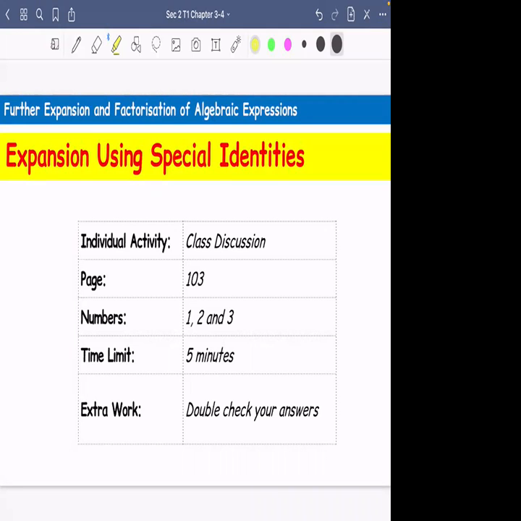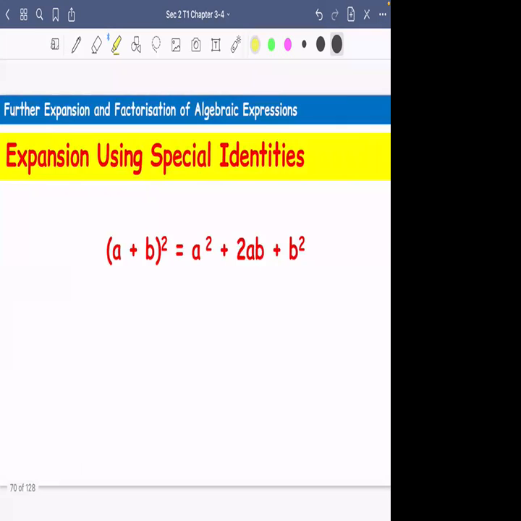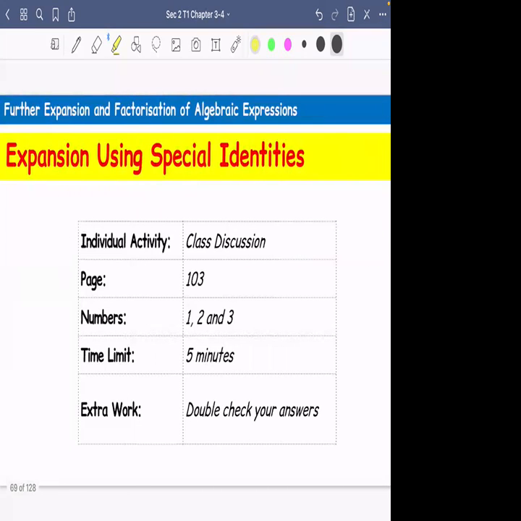Mister, yes? Oh, never mind. I was going to ask you to explain it because I know it's supposed to be easy, but I don't actually get it. Okay, so for number one, we have a plus b squared, right? That means you need to multiply it twice by itself. So that's why it became a plus b times a plus b, because it's squared, right?